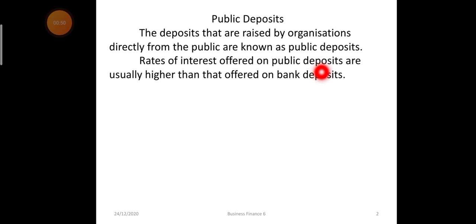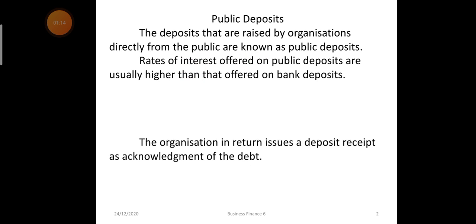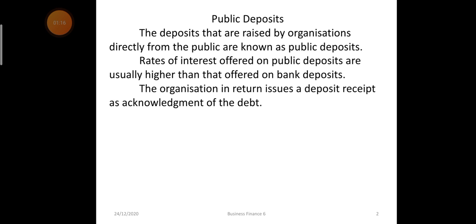Otherwise you will find that banks are more secure institutions where deposits can be kept. So those who are concerned with security will prefer banks. So in order to attract the public to deposit their funds with the company, you have to offer a higher rate of interest. The company or the organization in return issues a deposit receipt as an acknowledgement of debt when the public is depositing money.